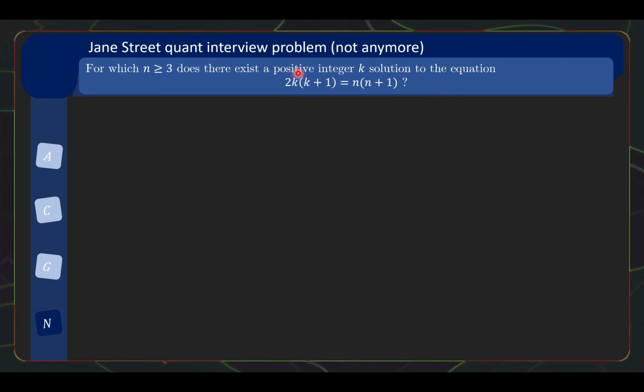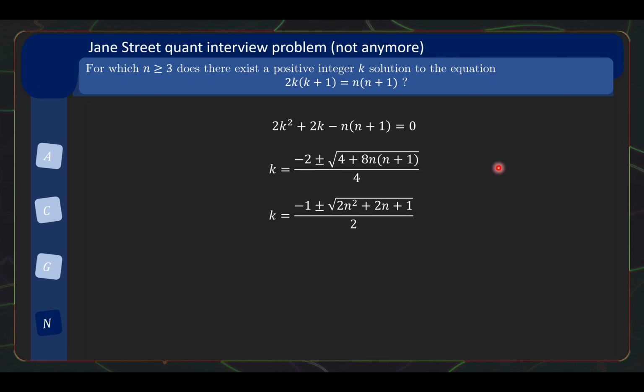When you want to find an integer solution but you have a quadratic equation, you can directly use the quadratic formula. So you write this as a quadratic equation and use the quadratic formula to find what the value of k should be in order to be a solution. Then I simplify this a little bit by cancelling out the common factor of 2. The thing is, you want k to be an integer, so this square root is the part that imposes a condition on n. In order for k to be an integer, first and foremost, the square root part must be an integer.